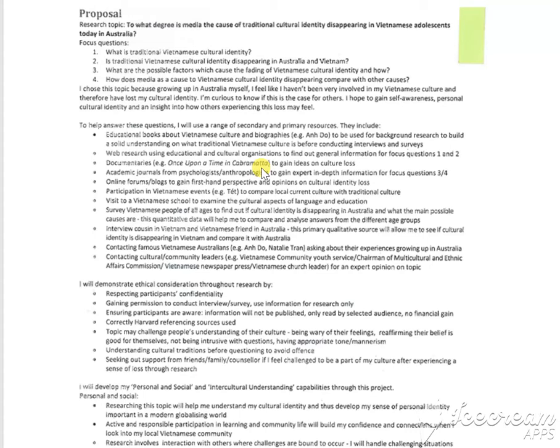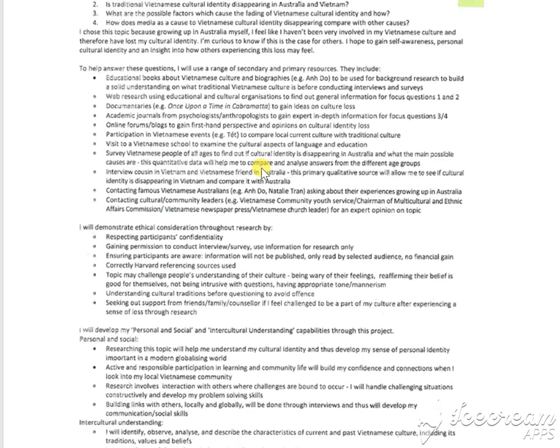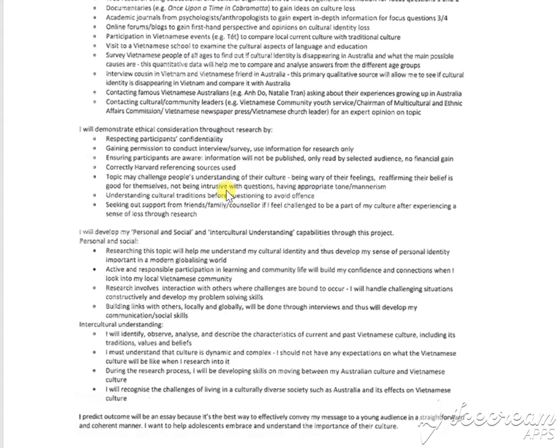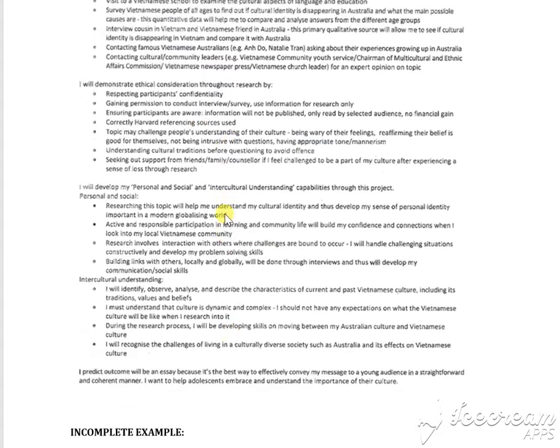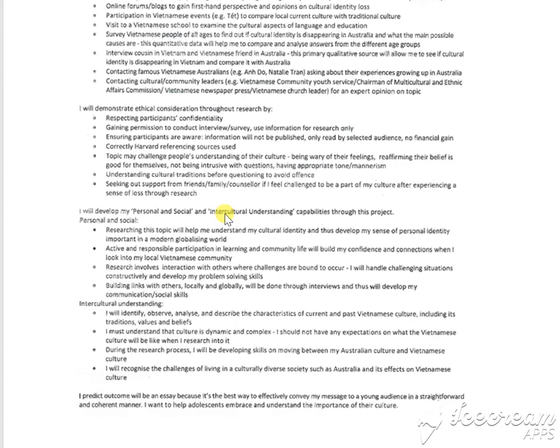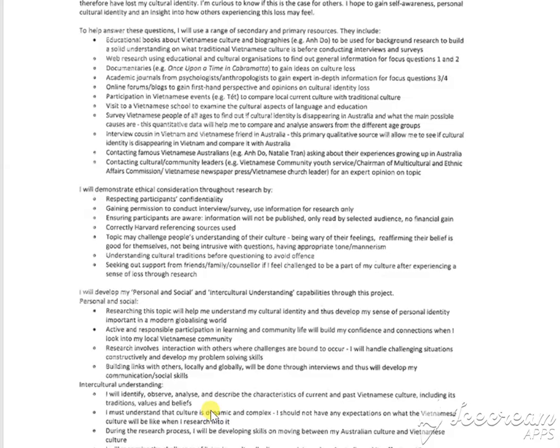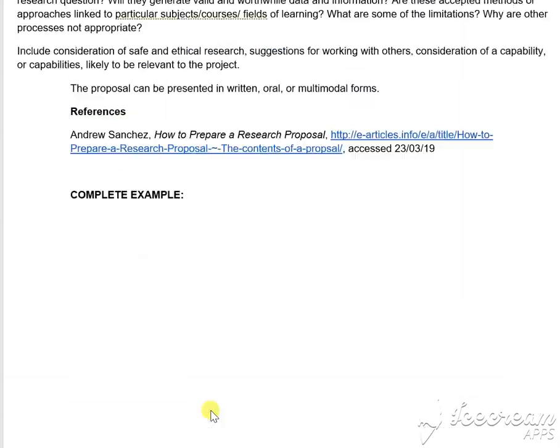Then we have some processes, and we can see the type of source and why it's going to be used. We'll talk through this in more detail later. We've got some ethics in the middle here. This student chose to do 2 capabilities. Remember, you don't have to do 2 capabilities. 1 is enough. They've done personal, social, and intercultural, and then they've predicted their outcome will be an essay, and they've told us why. Okay, so this is an example of a proposal.